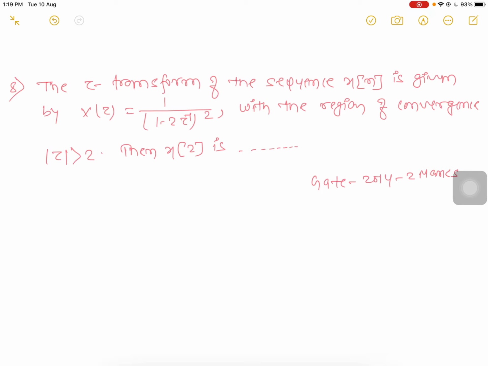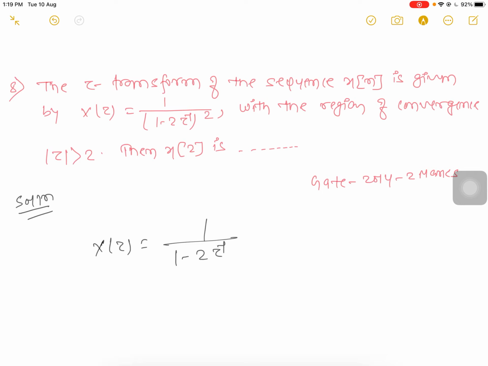Now comes to the next question. Question number 8. The z transform of the sequence x[n] is given, X(z), with the region of convergence |z| greater than 2. See, the region of convergence is given as |z| greater than 2. It means the signal is right-handed.